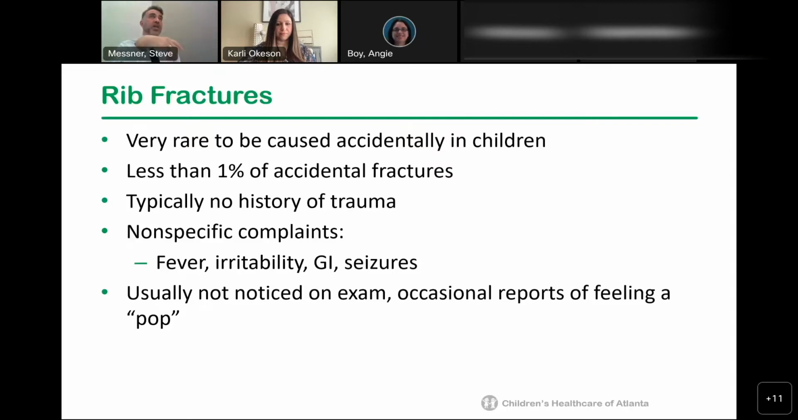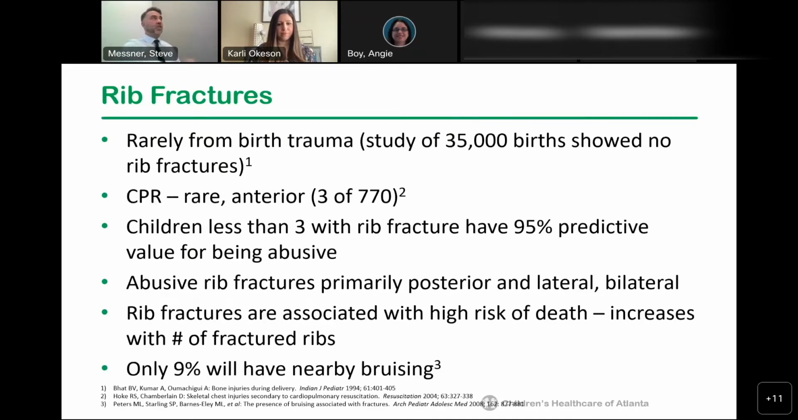So if a child comes in, there's a concern that they swallowed a quarter, or there's a cough, or there's vomiting, and they wind up getting a chest x-ray and find a rib fracture, then we really need to start looking for other signs of abuse in that child. Usually the caregivers don't notice this on exam. Sometimes they'll tell you that it felt a little bit of like a pop or what we call crepitus. When we tell parents that, hey, there's a rib fracture there or multiple rib fractures, then we start going down this pathway of, well, what else could this be from?